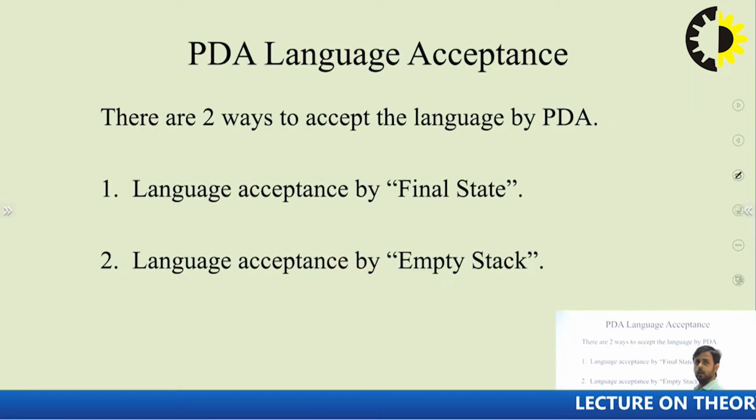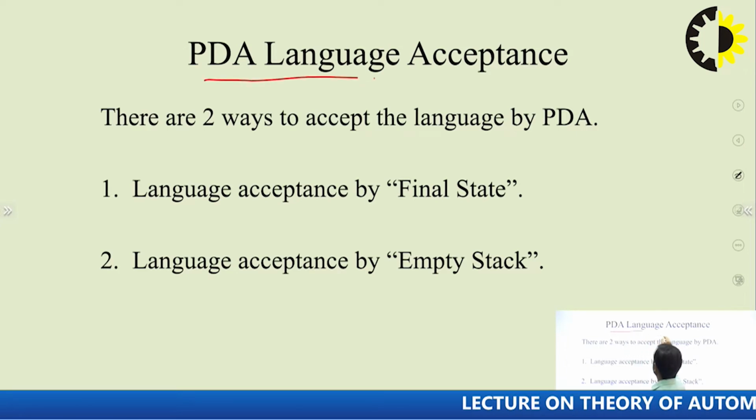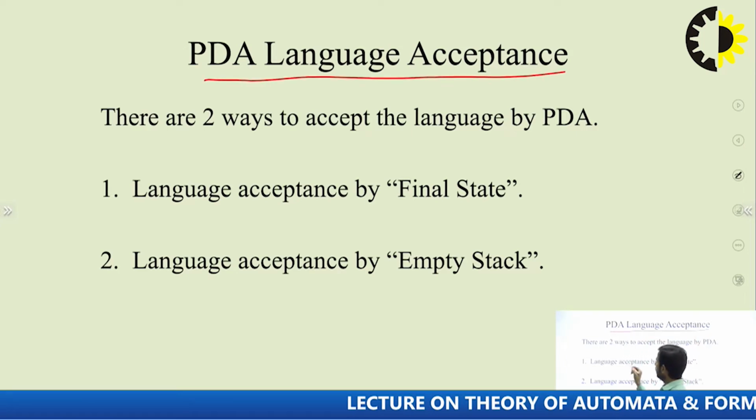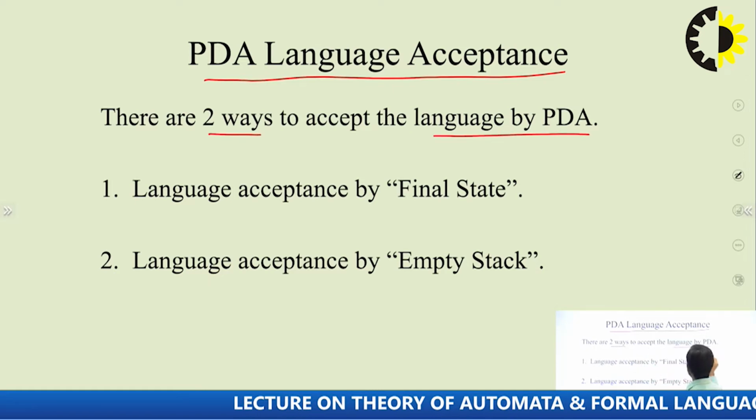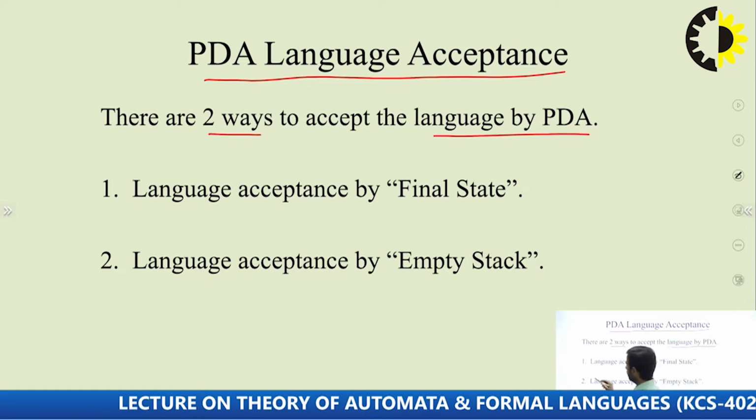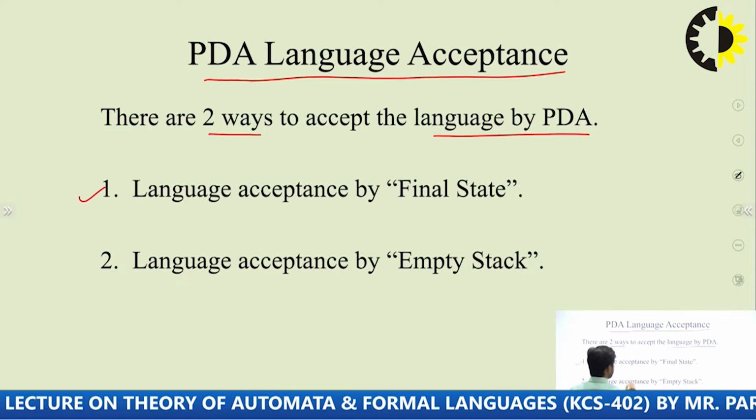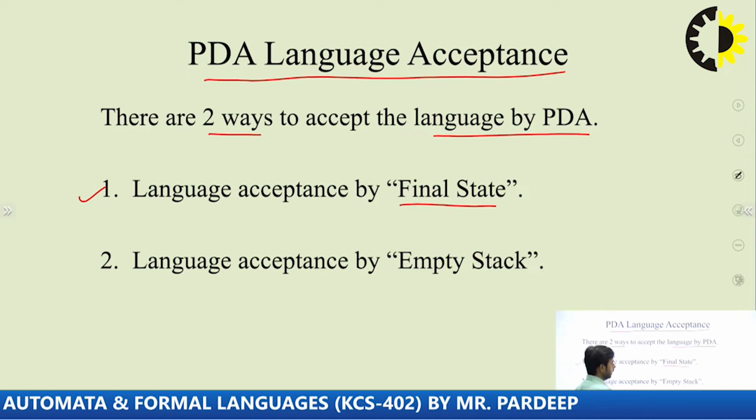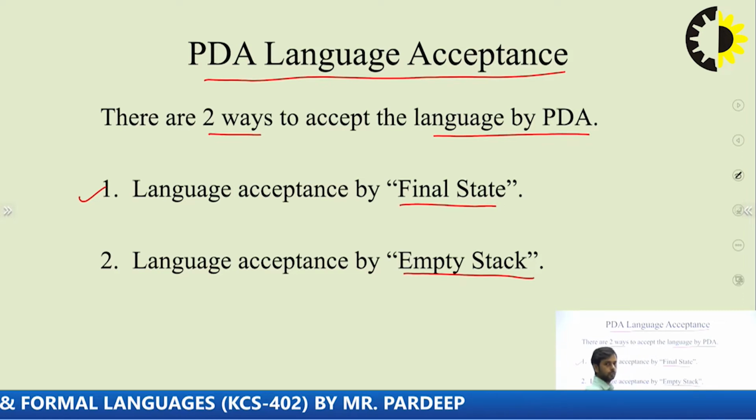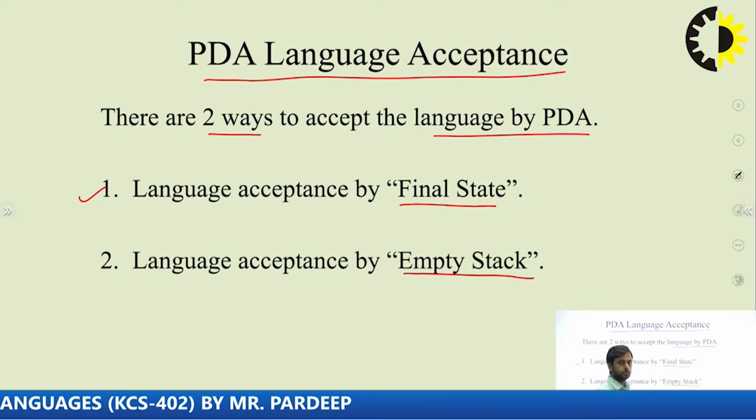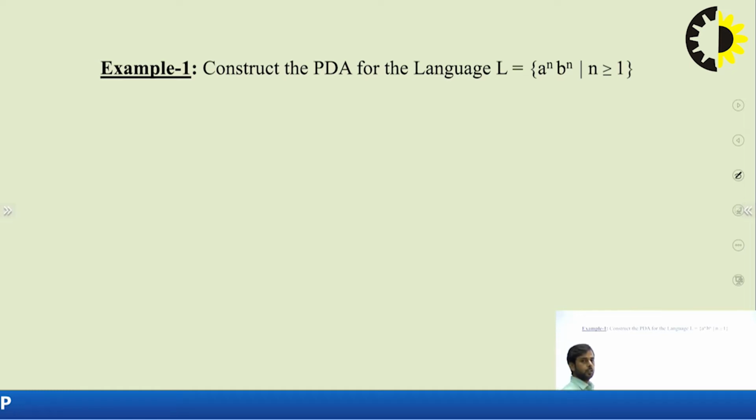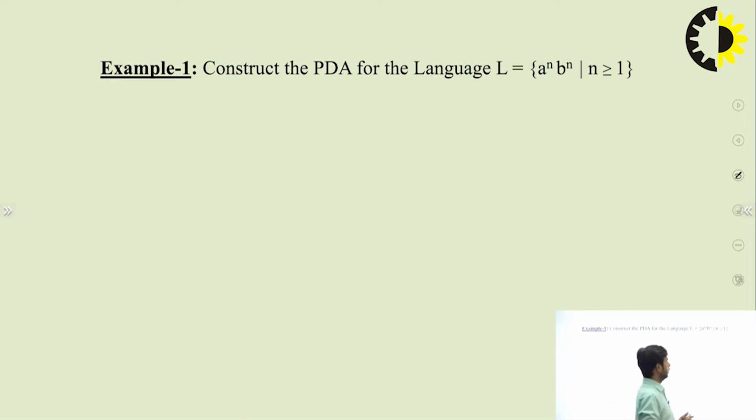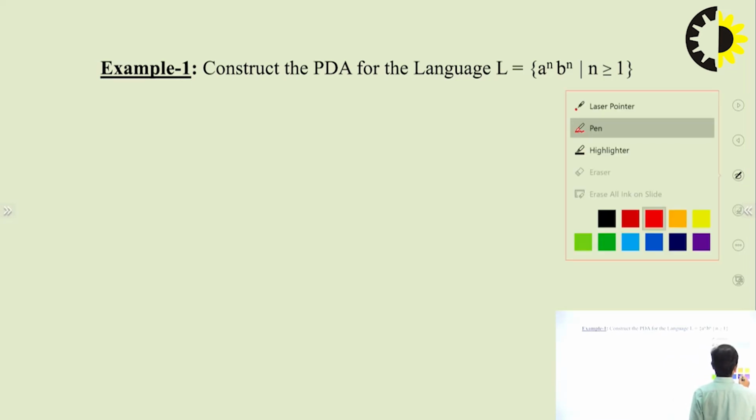So next, see the PDA language acceptance. There are two ways to accept a language by a PDA. First is language acceptance by final state. Second is language acceptance by empty stack. Let's see one example, or construct one PDA, to get a clearer understanding of the PDA.